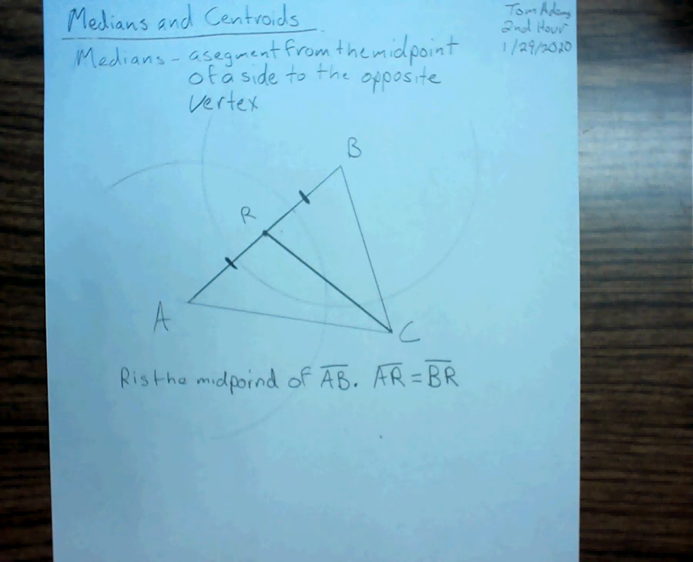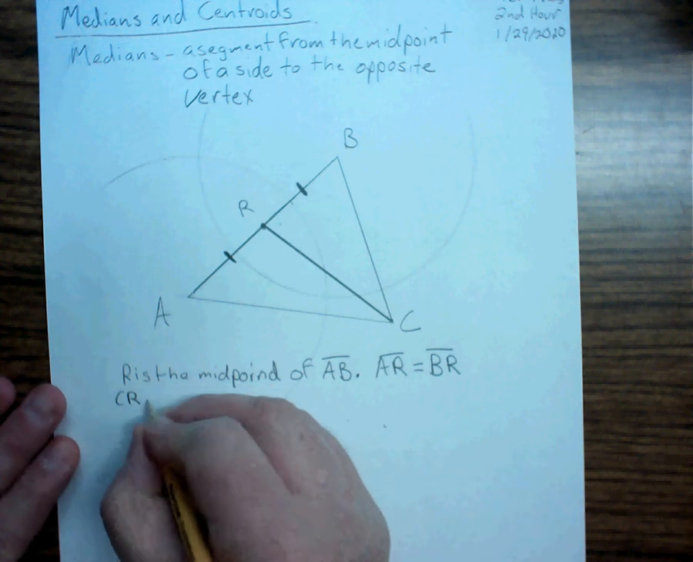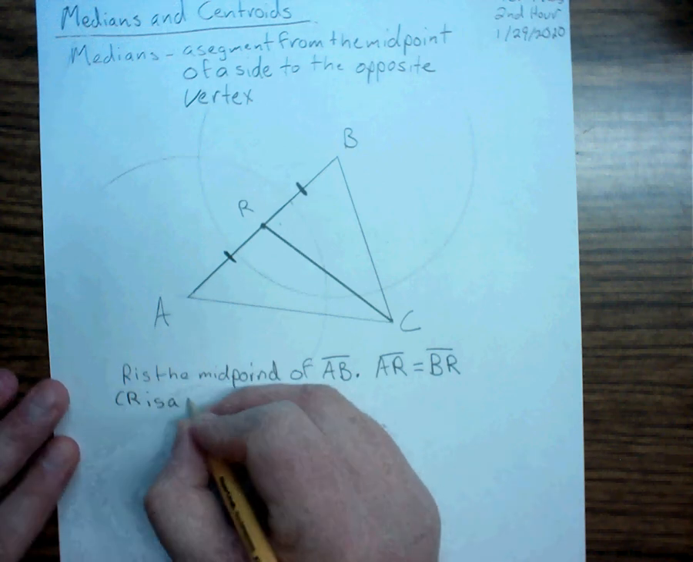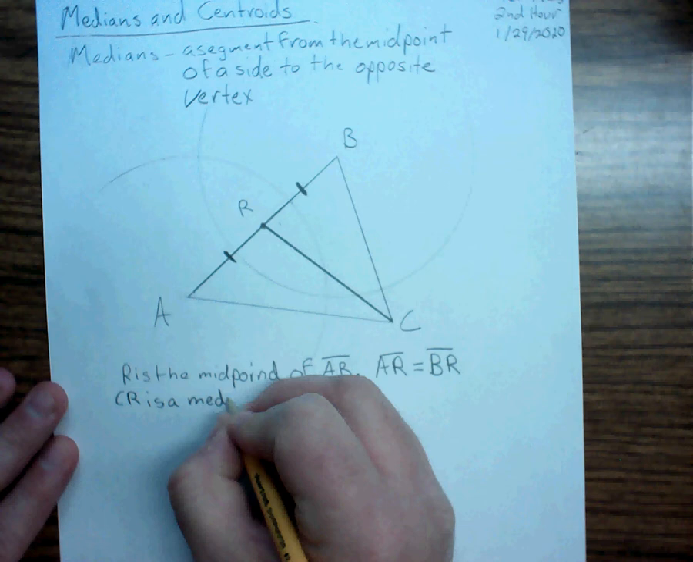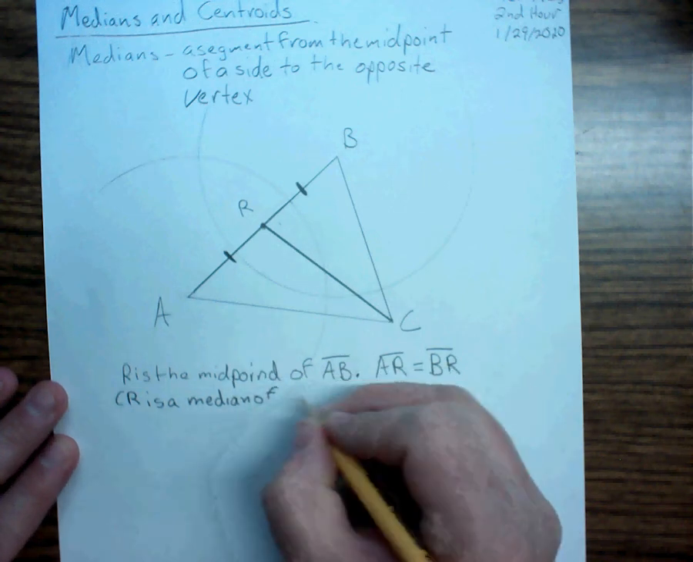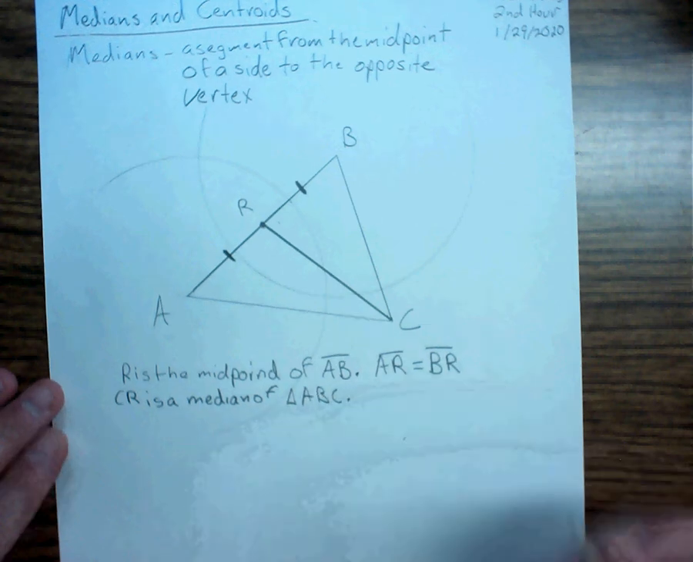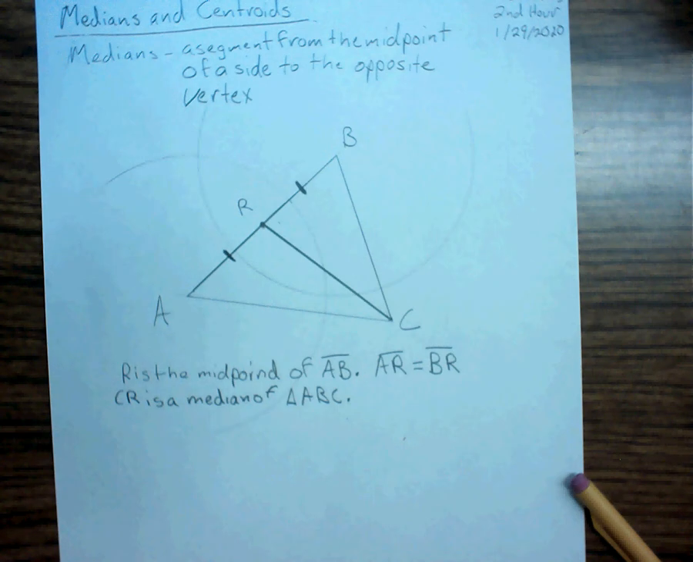And then, just so you guys kind of know what's going on, let's write it down. CR is a median of triangle ABC. So now we're going to do two more medians, and where those three converge, that is the centroid. And that has a very unique property, and we'll get to that in a second.